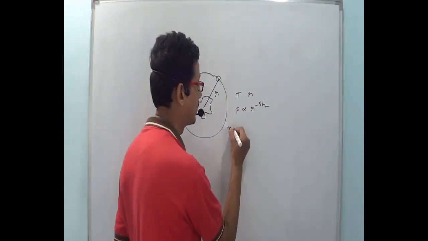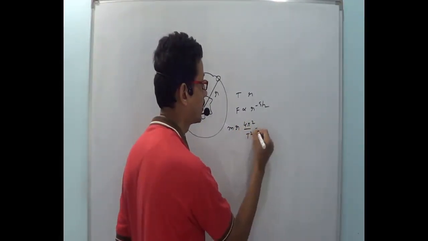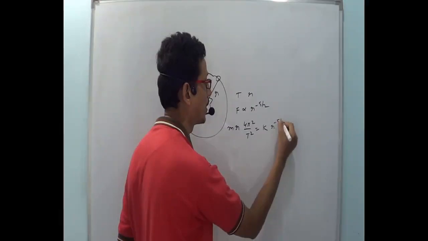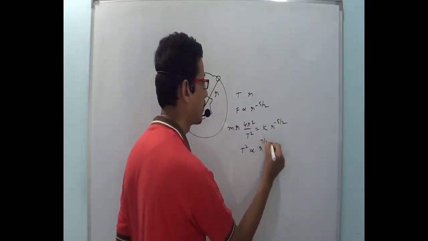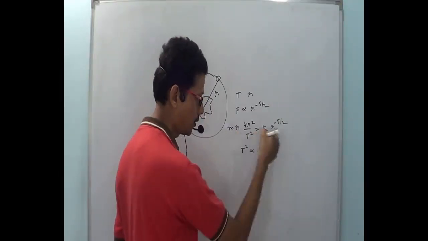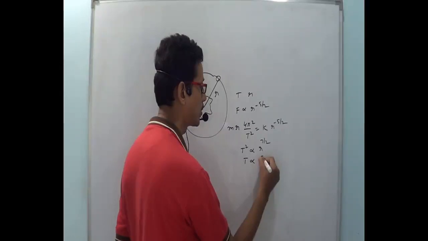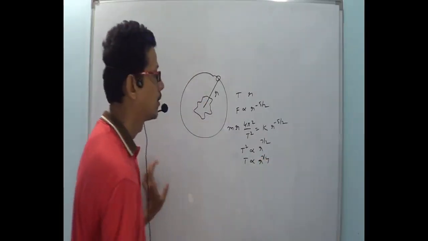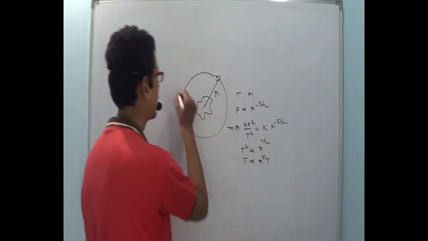So this I will write as m r omega square. Omega square means 4 pi square by T square is equal to some constant into r power minus 5 by 2. So T square is directly proportional to r power 7 by 2. This has to come to this side, so it will be 7 by 2. T is directly proportional to r power 7 by 4. That is the answer, and this is question number 9.